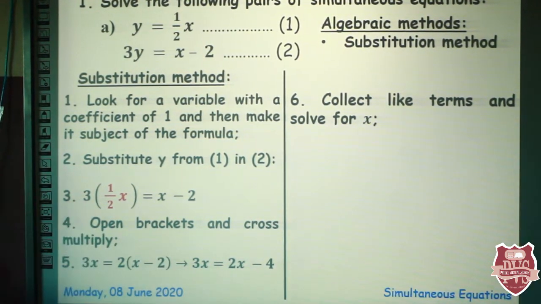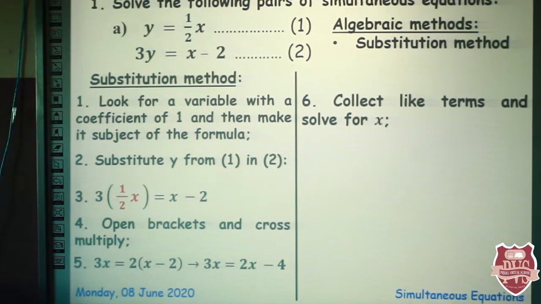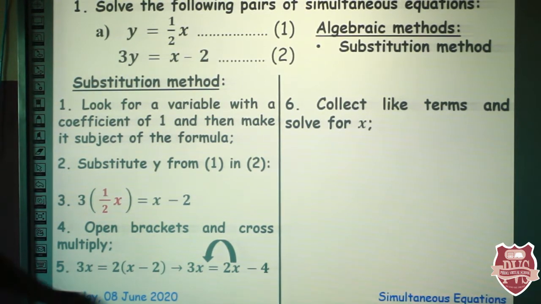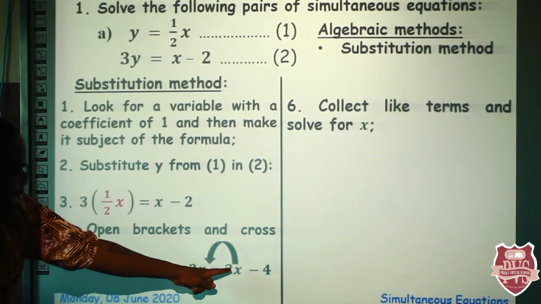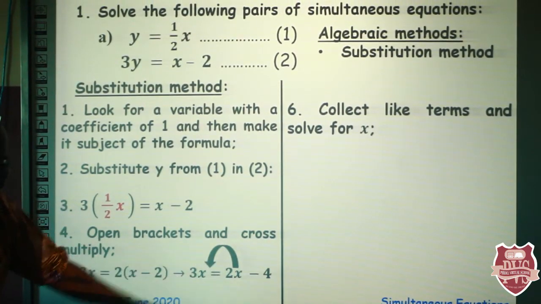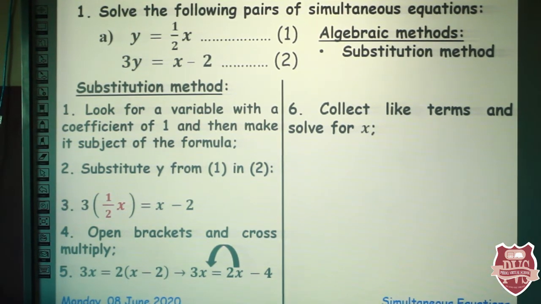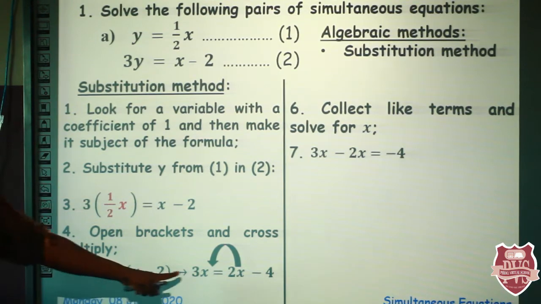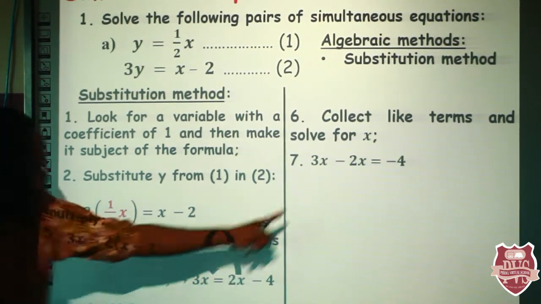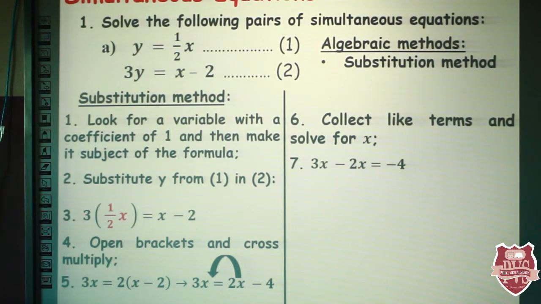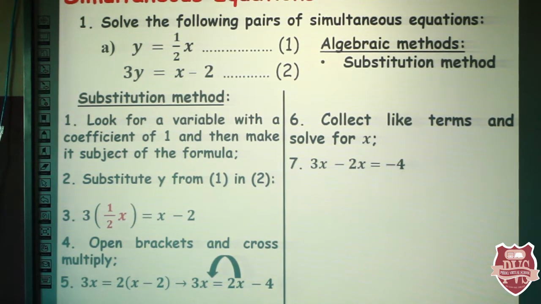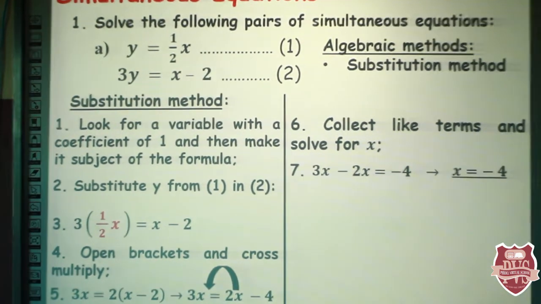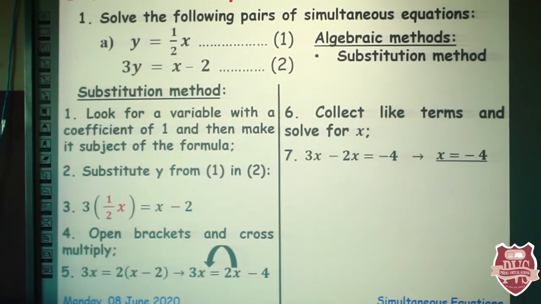So it's that x that we are going to solve for right now. So we collect like terms, and what happens is the 2x on the right hand side, you move to the left hand side, and when you do that, the sign changes. Watch. So you have 3x minus 2x gives you minus 4. And 3x minus 2x is simply x. So the value of x is minus 4. So there you go. Now we have a value for x.